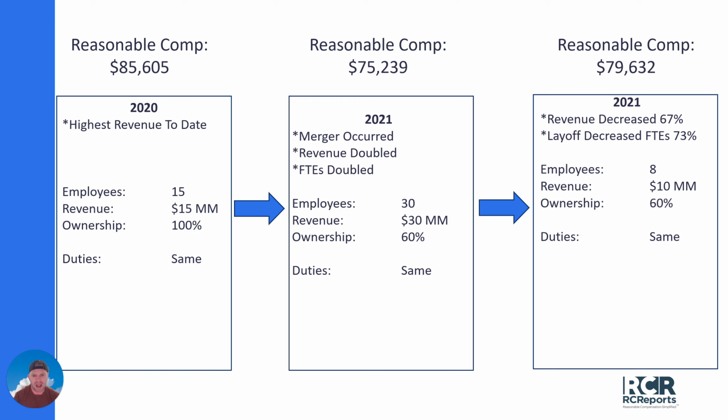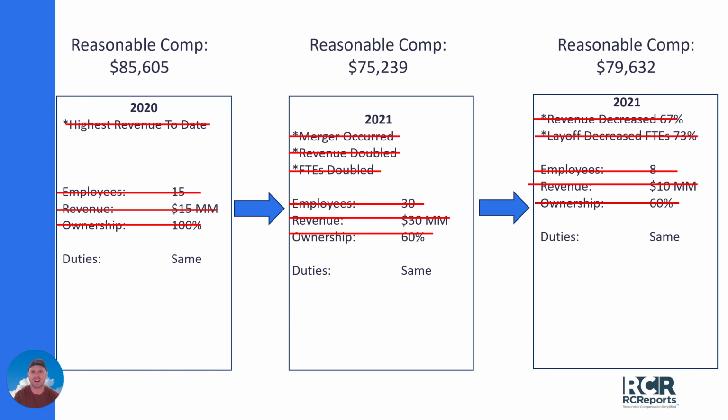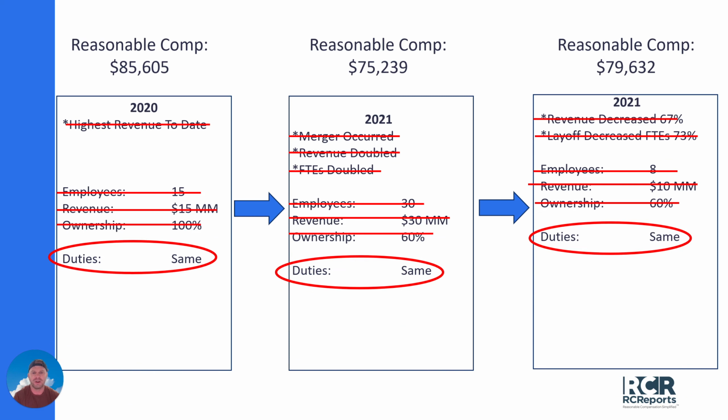Now, what I want to ask you is, when your client comes to you and gives you a big list of events, such as revenue, growth, employees, shareholder distribution model, whatever it is, when we're using the cost approach to calculate reasonable compensation, none of them matter. All that we need to focus on are the duties, and this can be tricky.